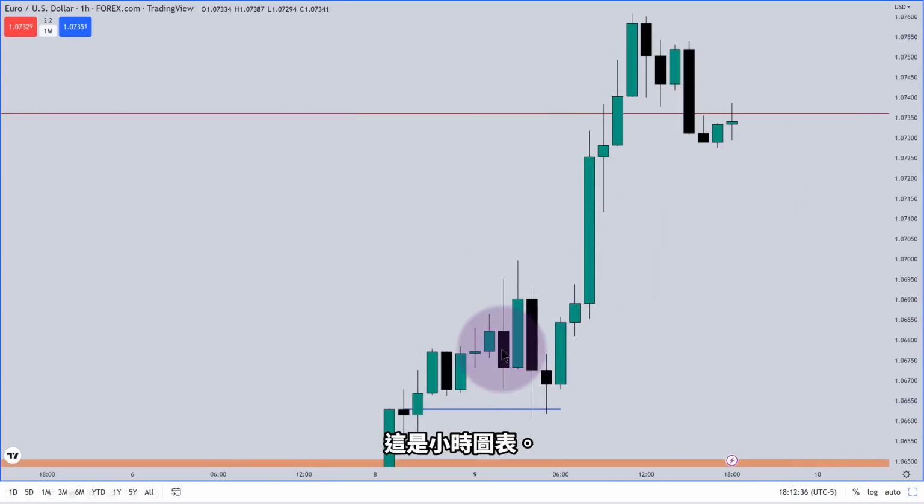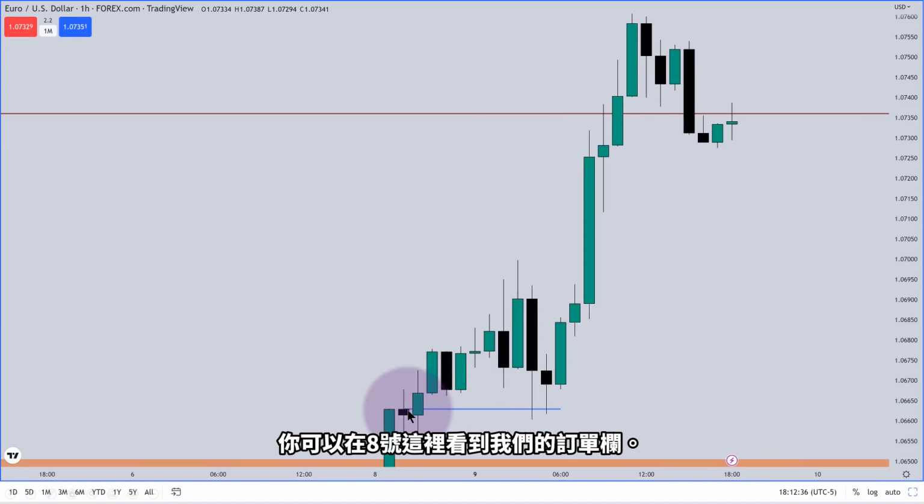Here is the hourly chart. You can see our order block here on the 8th.